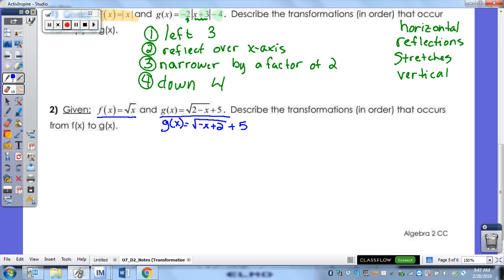So this time this one only has 3. There's no number out in front of the radical sign to make it a stretch or a shrink, so this one's only got 3 changes here. So again, our list, I still have it written up there in green. Horizontal. Is there a number with x? Yes. So there is a horizontal shift. This one's going to be left 2 because it's plus. Plus means left.